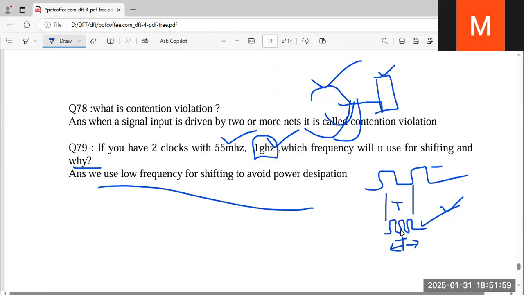To avoid that issue, normally the shifting happens at a low frequency, and in case we are going with at-speed testing, the capture happens at the functional frequency. If you are going with stuck-at, the shift and capture both go with the functional frequency.